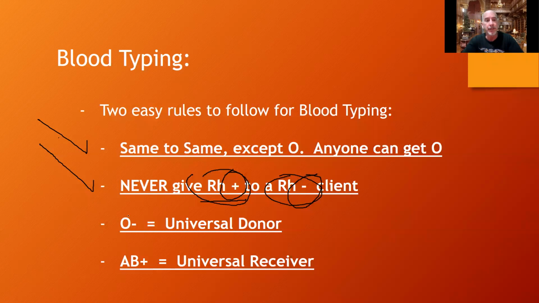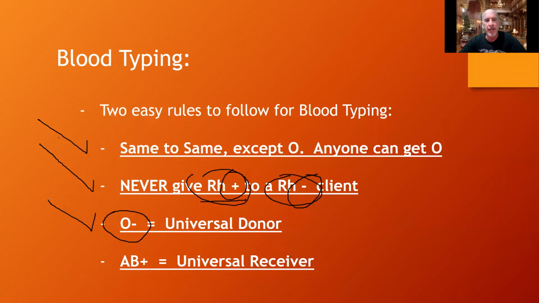Now, the reason that O goes to anybody, and if you don't have the RH factor, that means you can give that blood to an RH positive or an RH negative person. That means that O negative, my blood type, is a universal donor. O negative can go to anybody.